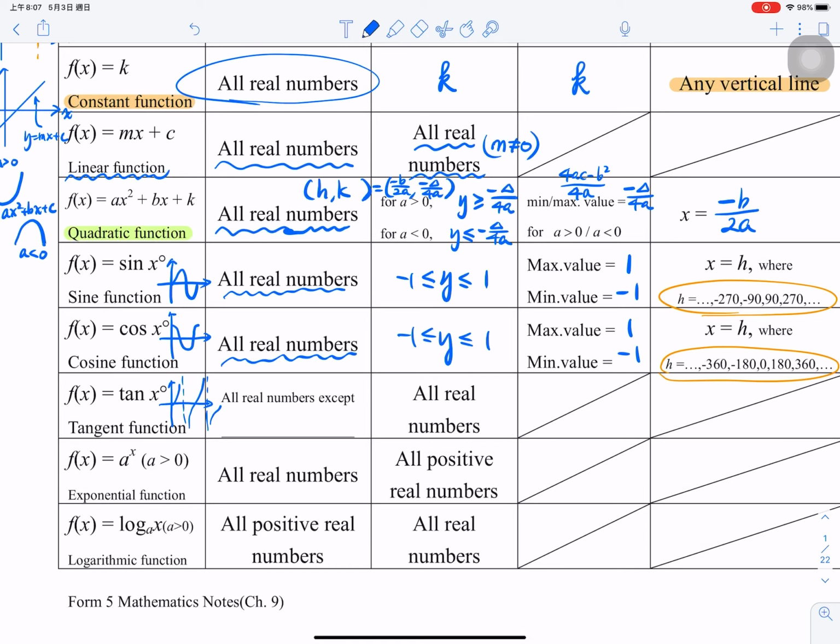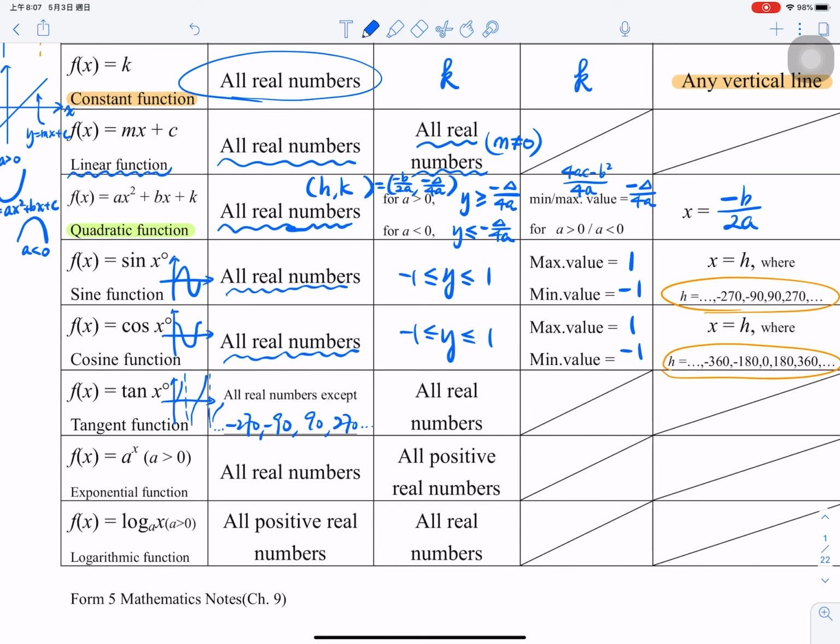Yeah, all real numbers about the domain, all real numbers except. Why do we have exceptions? Do you remember tangent theta, for some values of x we cannot find any corresponding value of y, that means undefined, right? So negative 270, negative 90, 90, 270, etc.